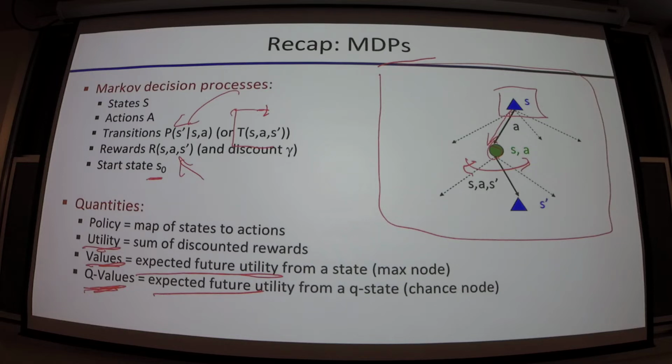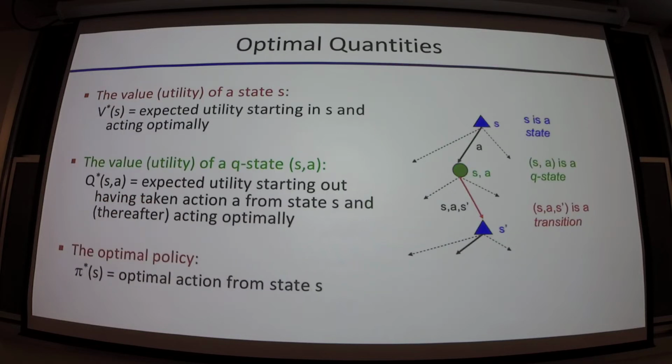Everybody remember this? Great. Okay, so we have those quantities. We can also define them as optimal quantities, right? So the optimal value of a state, we define as V star. It's the expected utility starting in S and acting optimally from there on, right?